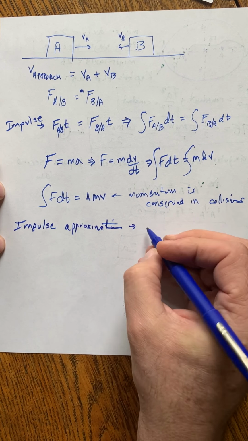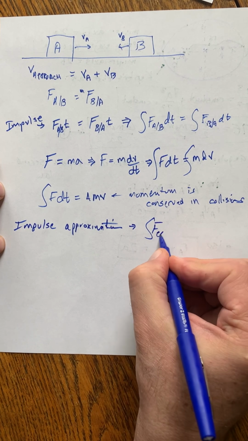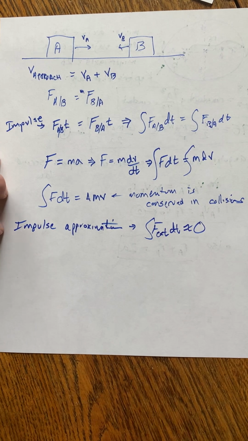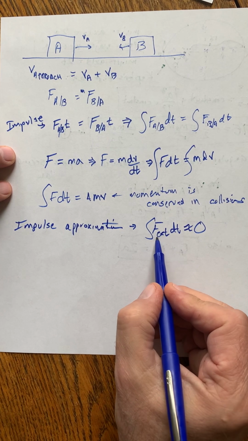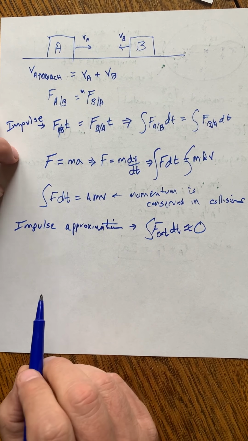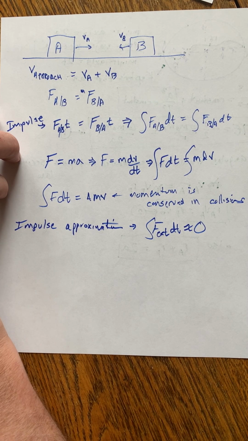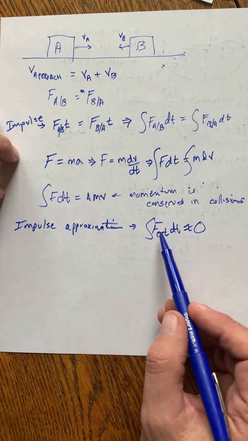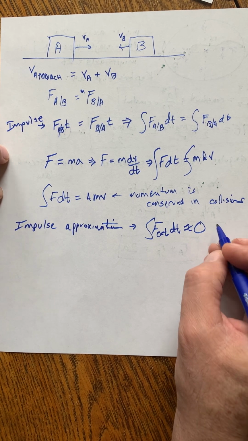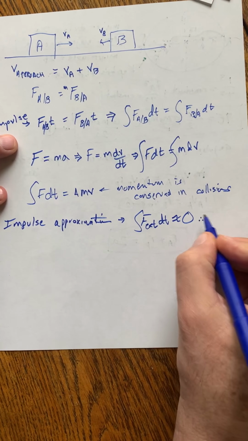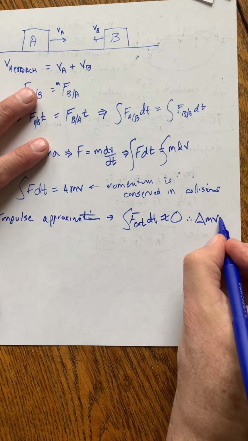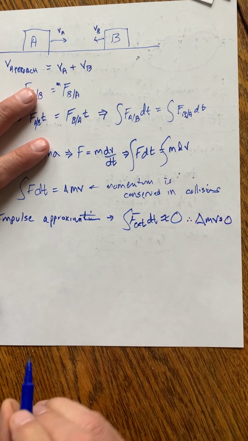And that says that the integral of F external dt is approximately 0 for all collisions. That's true if the time is short or if the external force is small, or both. Most collisions occur over a very short time, so we use this impulse approximation to tell us that the impulse is approximately equal to 0, therefore delta mv is approximately 0 as well.